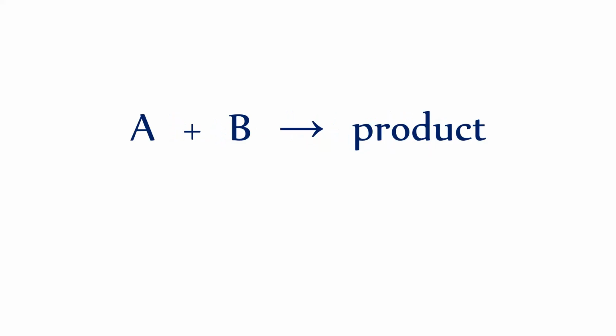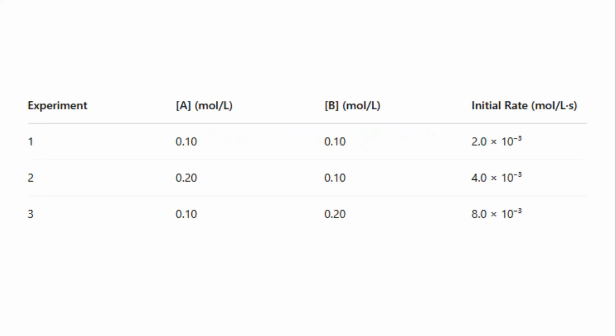For our first example, we have A reacting with B and forming some products. We don't really care what the products are. It's A and B that we're interested in, well, their concentrations. So we have this table. Now this is looking at 3 experiments.